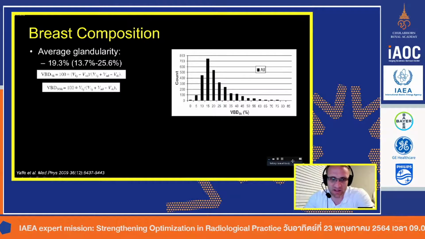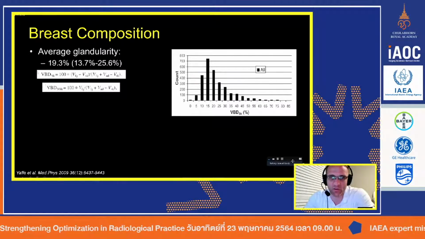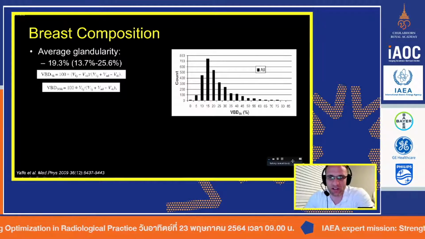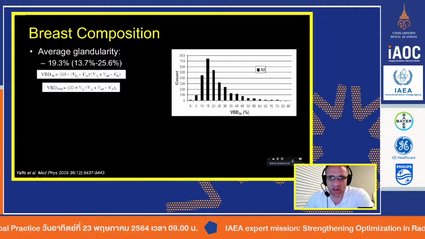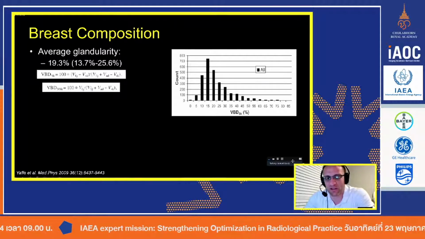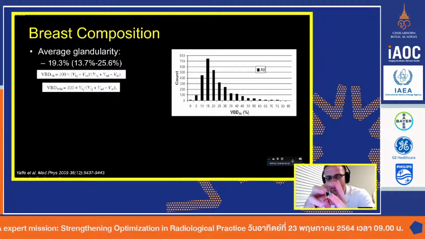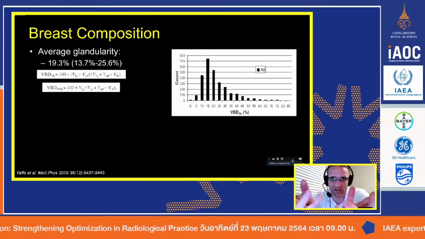Now, in this study by Yaffe, they looked at the overall volume of glandularity. In one of their calculations, they included the skin line, and in another one they did not include the skin line. And that was based on the way they thresholded the images so that they could separate the fat versus glandularity.